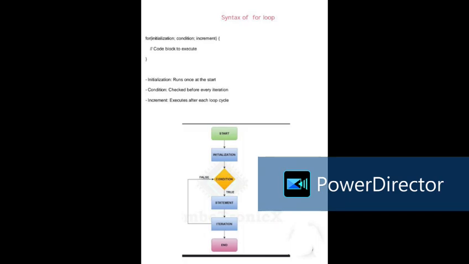The advantage of a for loop is that all control statements are grouped in one place, making it easier to understand and maintain. For loops are ideal when the number of iterations is fixed. We will commonly use them to iterate over arrays, print sequences, and control repetitive tasks. In the next slide, we will see a complete code example using this syntax.